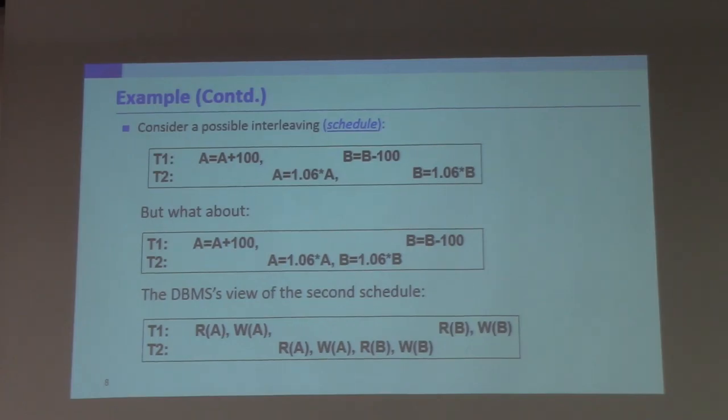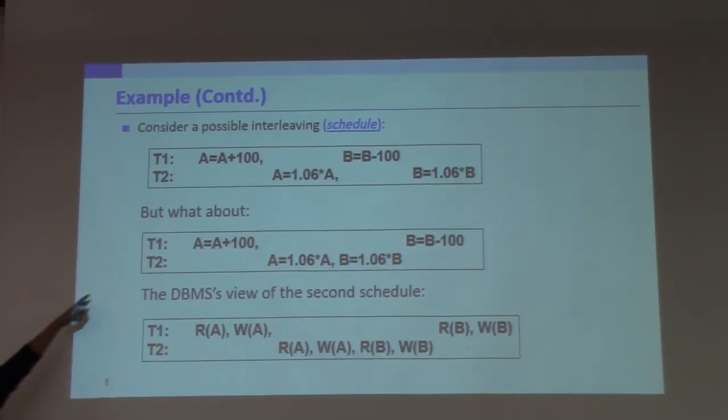And there are different ways you can interleave them, as I demonstrated to you last time on the whiteboard. So I'm going to repeat this example right here. I can do that, or I can do this, or this. So the first one actually is okay. If you check it, it's the same effect as if you do T1, then T2. The first schedule of interleaving actions from those two transactions leads to a state that is exactly equivalent to this. So that first one is okay.